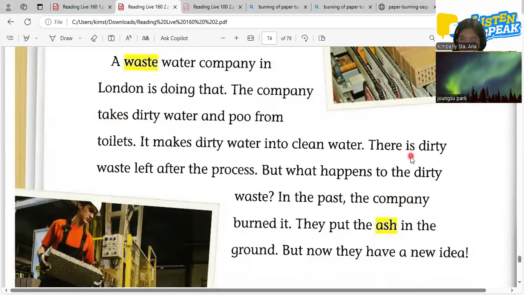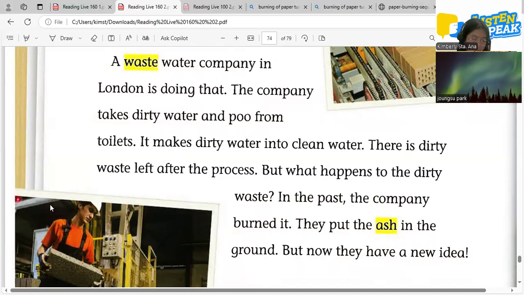There is dirty waste left after the process. What happens to the dirty waste? In the past, the company burned it. They put the ash in the ground, but now they have a new idea.